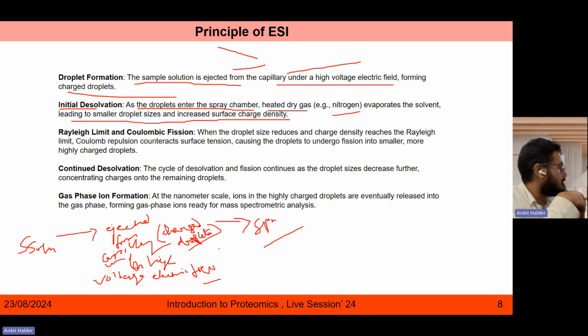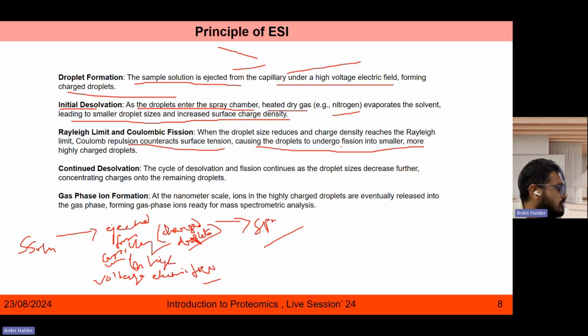Then what is happening is the Rayleigh limit and Coulombic fission. When the droplet size reduces and the charge density reaches the Rayleigh limit, the Coulomb repulsion counteracts surface tension and the droplet undergoes fission into smaller, more highly charged droplets. So the first step is droplet formation.